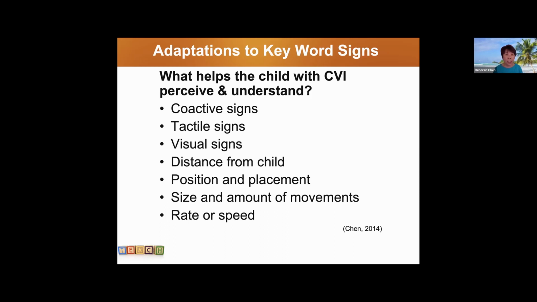Then think about the distance from the child, how we position and place the sign we're using within the child's visual field. And then the size and the amount of movements, and how fast or how slowly, the rate or speed of the signs.